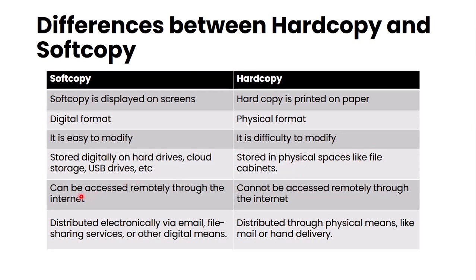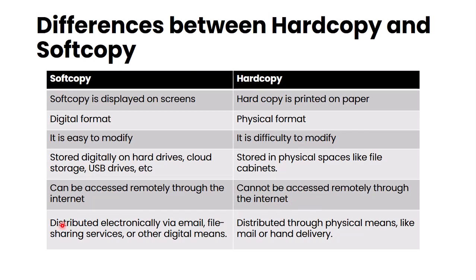Now the soft copy can also be accessed remotely through the internet. You can be in your house, use your phone, and then you can get a soft copy, like the video you are watching. That's a soft copy. But for the hard copy, you can't do that. You have to be there physically to be able to access it.